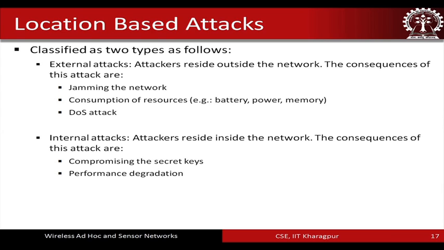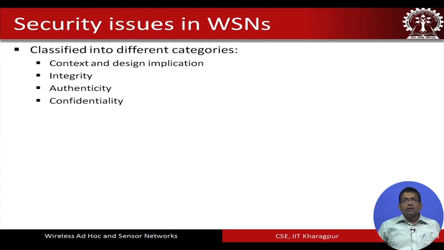They compromise nodes, and because of these kinds of attacks, the secret keys are compromised and the overall performance gets degraded. So, there are different security issues that have to be taken care of in wireless sensor networks as well.